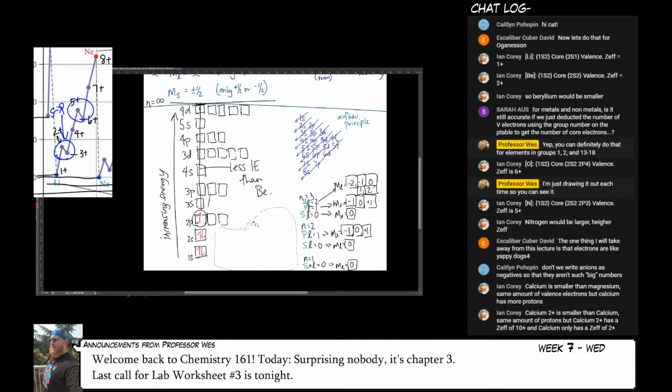Okay, and then we'll clear this one. We're going to look at the transition from the 5th one to the 6th one. So 5+ would be nitrogen. So nitrogen is this.